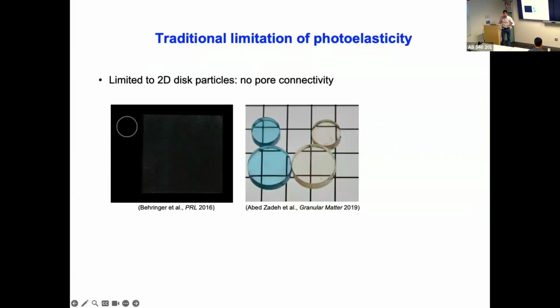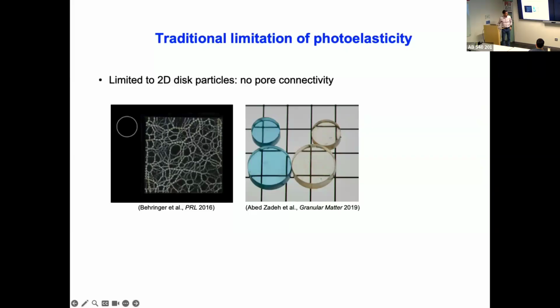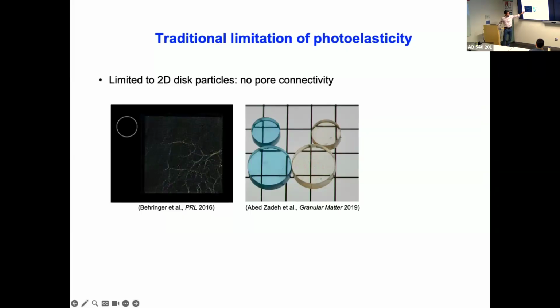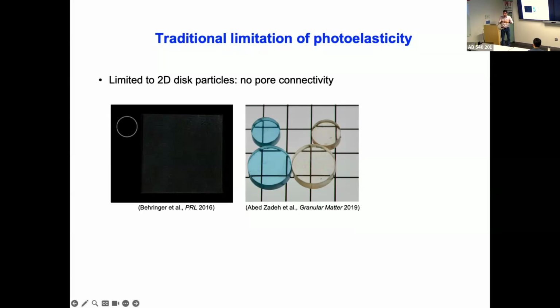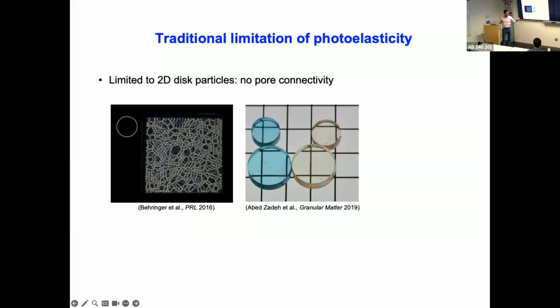Okay, so photoelasticity has been used, as I said, very fruitfully, maybe even especially to better understand phenomena related to behavior of granular materials. But until now, it's all been done in 2D with disks. So that's fine. But if you're interested in the interaction with the pore fluid, it's not fine. Because wherever you have a contact of two disks, the fluid cannot go through. So you cannot have a connected pore space in this type of configuration.